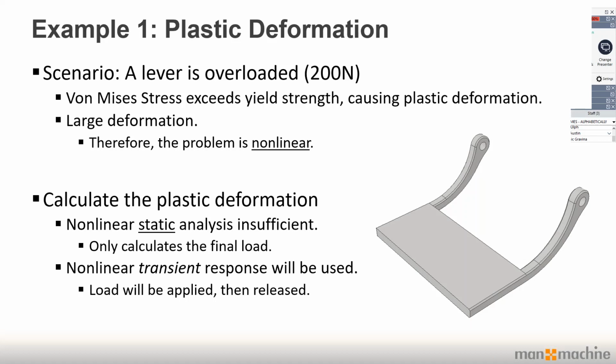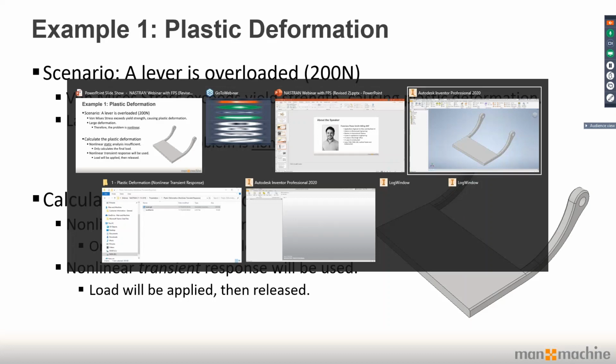So the challenge here will be to calculate the plastic deformation in the lever once we put on the load and take it off. The temptation might be to do a nonlinear static analysis, but that won't be sufficient, because nonlinear static analysis will show us only how much it deforms when the load is fully applied. What we want to see is putting on the load, taking it off, and seeing what will be the resultant plastic deformation. Very, very tricky, but Nastran can do it. So let's have a look at that.